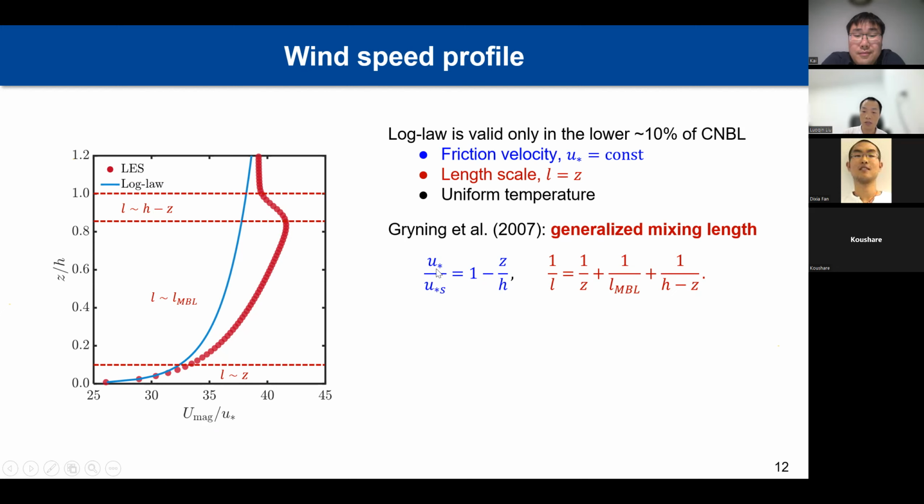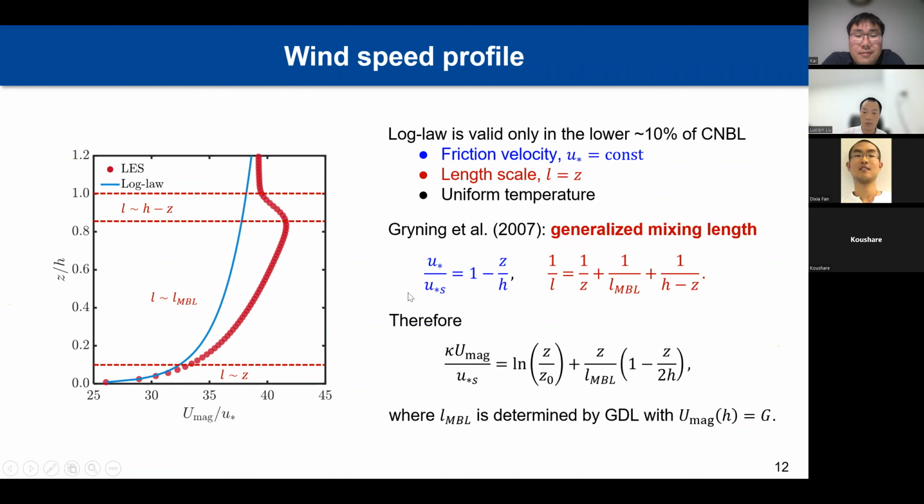And they also noticed that U star, I mean the friction velocity, is not a constant. So they proposed to use this linear profile. This automatically ensures that at the surface it equals U star surface, and at the top of the boundary layer, U star is equal to 0. Then based on these two modifications, they got the so-called Gryning model. And now it includes two terms. The first one is the classical log term, and the second is a correction term.